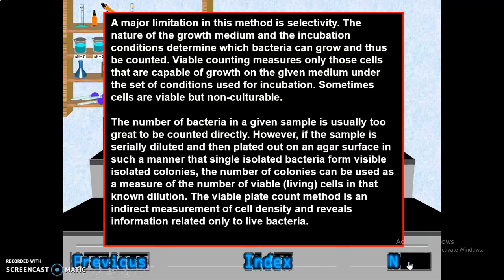The number of bacteria in a given sample is usually too great to be counted directly. However, if the sample is serially diluted and then placed onto an agar surface in such a manner that single isolated bacteria form visible isolated colonies, the number of colonies can be used as a measure of the number of viable living cells in the known dilution.